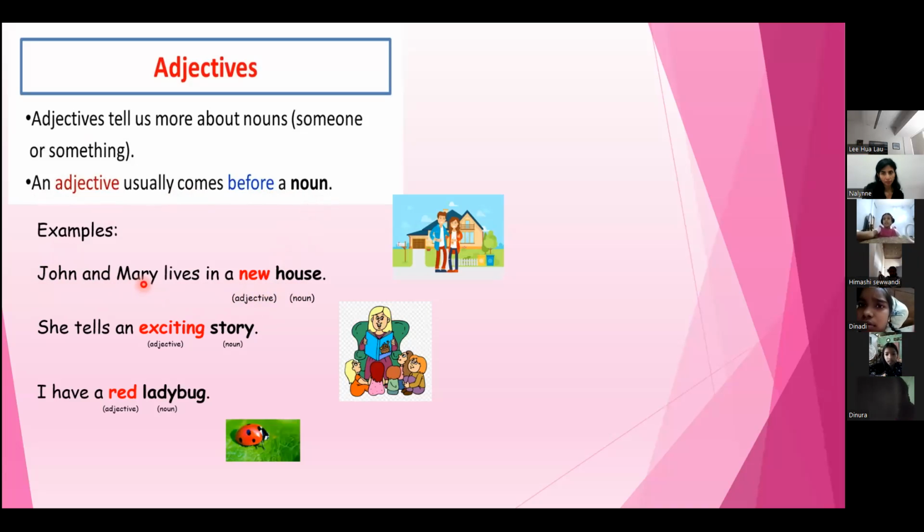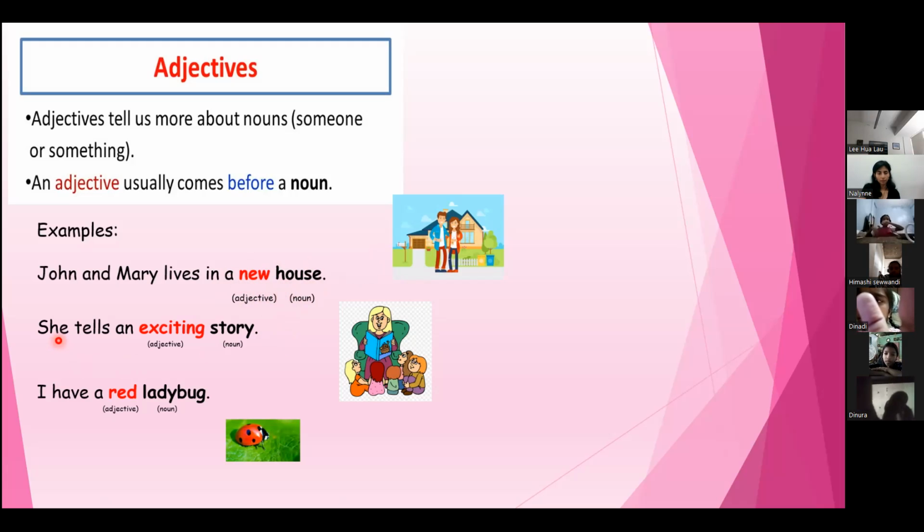So when I say John and Mary live in a house, you can think about any kind of house. But the moment I use the adjective new, your mind will automatically understand that the house is very new, and new means new furniture, new floor. It is very nice, it's beautiful. So you see how adjectives help you to understand the sentence that you are reading. All right. So new is the adjective, house is the noun.